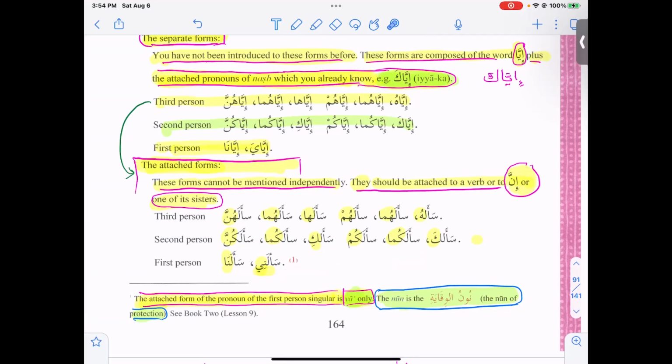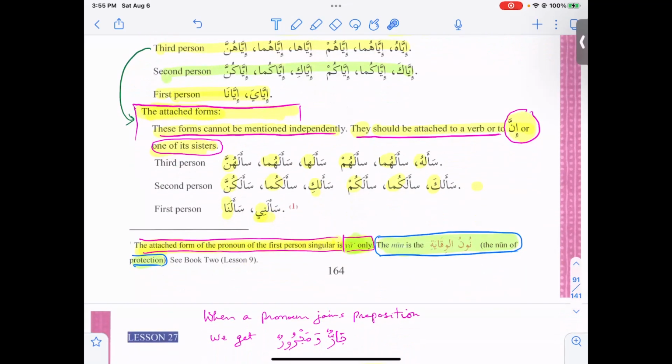Sala is a verb. He asked. Whom did he ask? He asked him. He asked the two of them. He asked them. He asked her. He asked the two of them. He asked all of the sisters. He asked you. Two of you. All of you. Salakum. He asked you, the monas. Salakuma. Salakunna, all the ladies. Salani. He asked me. Salana. He asked us.